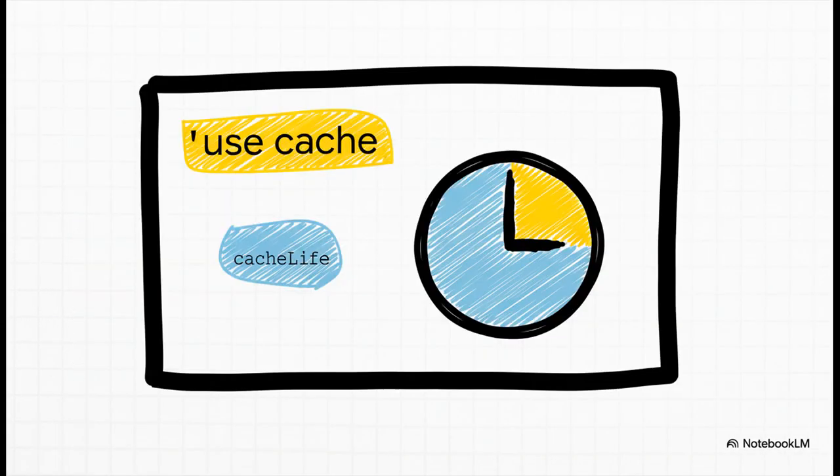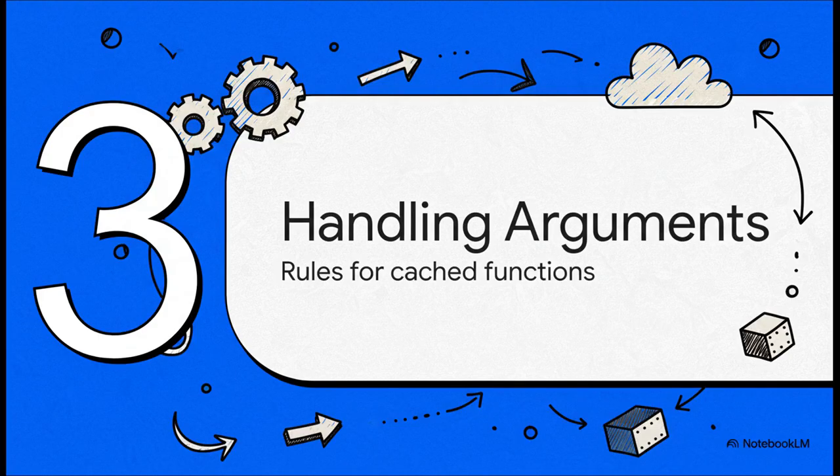And using it is ridiculously easy. You've got two main controls here. First, you just add the use cache directive at the top. Boom, you've opted in. Second, and this is optional, you can define a cacheLife, telling Next.js exactly how long it should hold on to that data before it decides it's stale and needs to be fetched again. It gives you really fine-grained control. Of course, with great power comes a few important rules. It's not a total free-for-all.